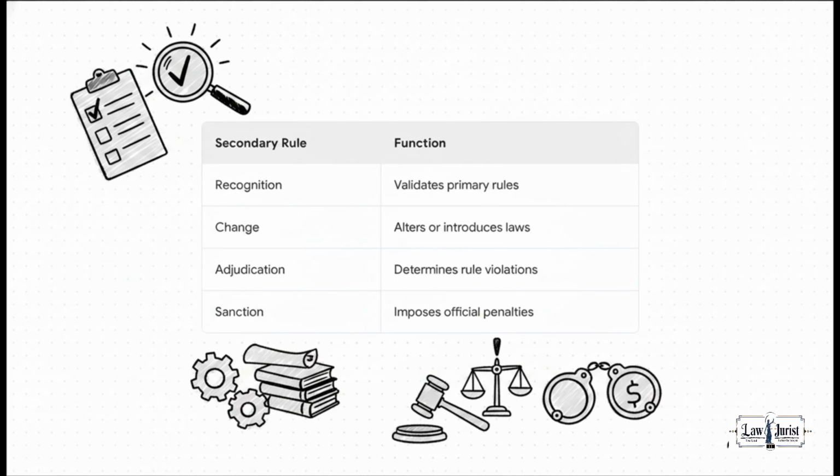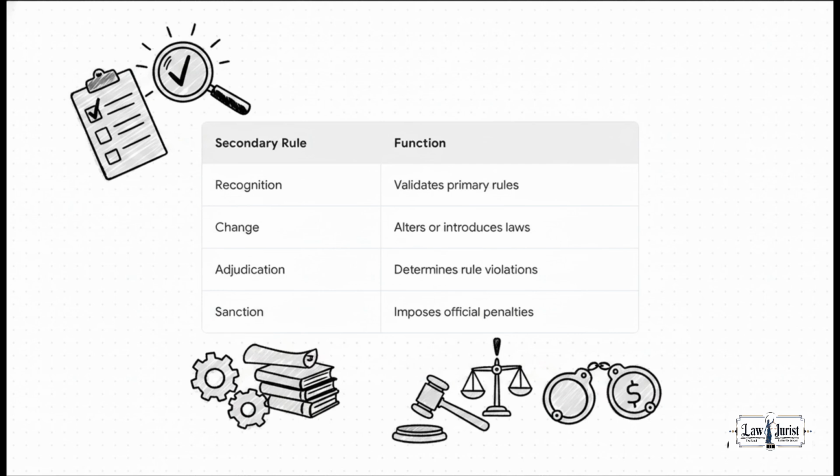First up, to cure the problem of uncertainty, we have the rule of recognition. This is the ultimate test that determines which primary rules are officially valid. Second, to cure a static, unchanging society, we have the rule of change. This gives legislatures the procedural power to alter existing laws or introduce brand new ones, like passing a new tax code. Third, to cure inefficiency in enforcement, we have the rule of adjudication.